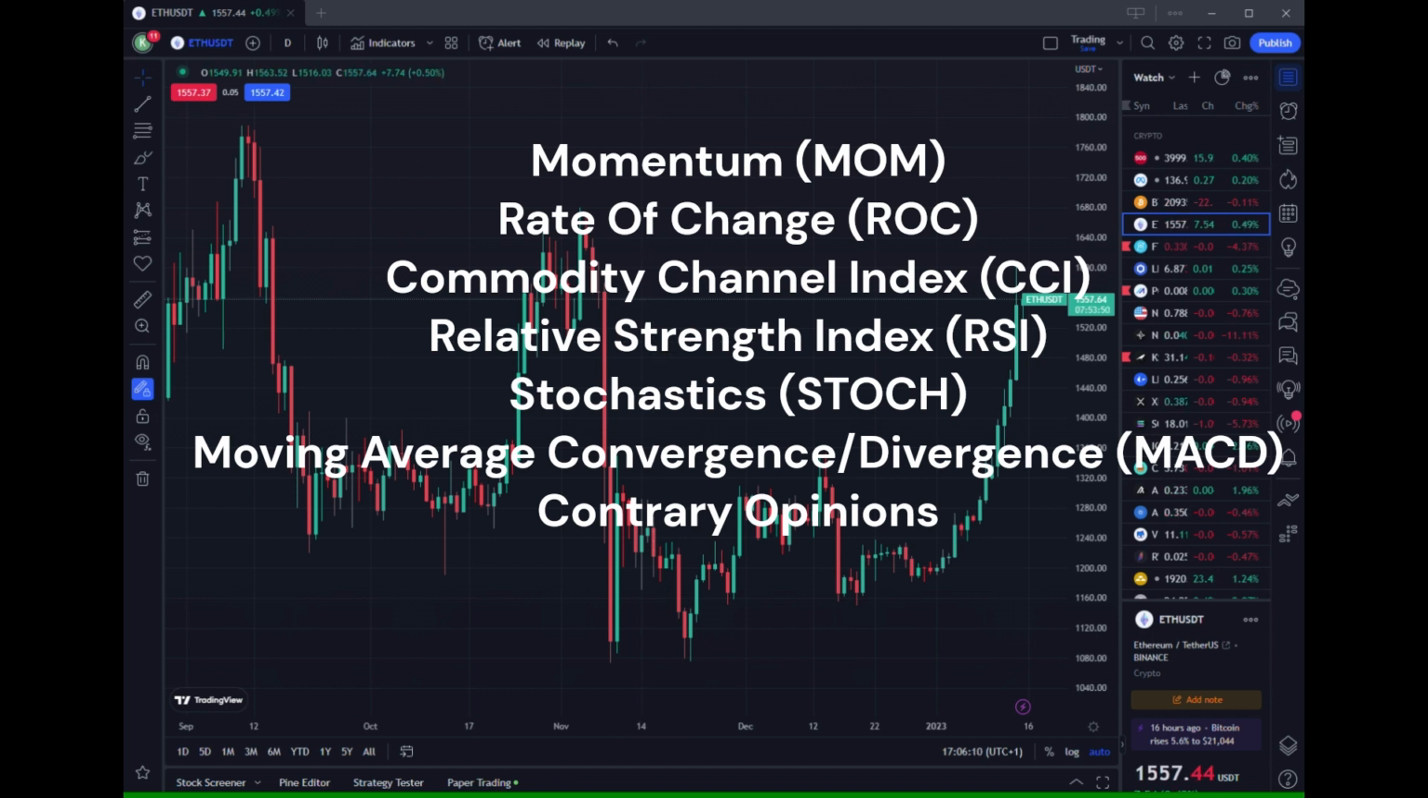Then we have the MACD, which I think is one of the better ones to use whenever you're trading. And the contrary opinions, basically. So, well, that's it.